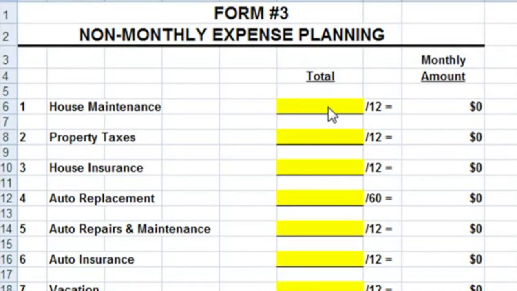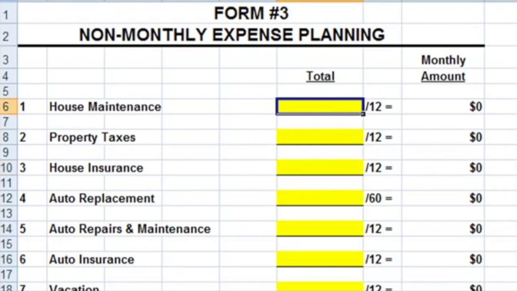Form number 3 is the non-monthly expense planning. This form is really important. Often when individuals or couples prepare their own budget, they will forget about their non-monthly expenses. And you can see some sample non-monthly expenses here. You'll notice that it's important to key in an estimate for the year. Wherever the yellow shading is, you should key that in.